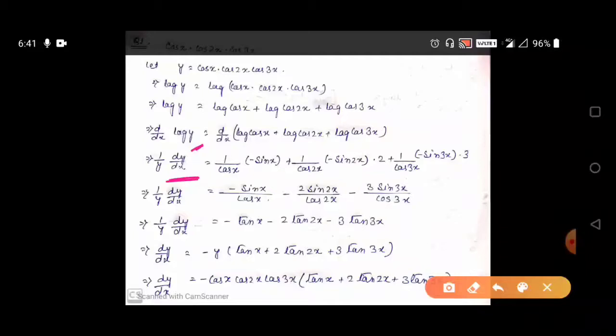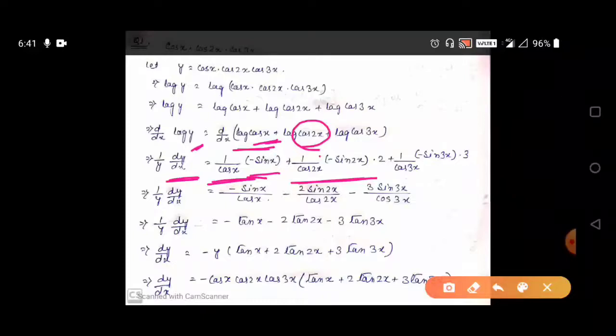dx. ddx of log cos x means first of all we will apply the formula of ddx of log x, and it is 1 by x. So here we will write 1 by cos x. Now we have to again differentiate cos x, so ddx of cos x is minus sin x. In the same way, here also we have to do ddx of log cos 2x. So first of all we will apply the formula of log x, so it will become 1 by x. So in place of x we have cos 2x. So 1 by cos 2x.